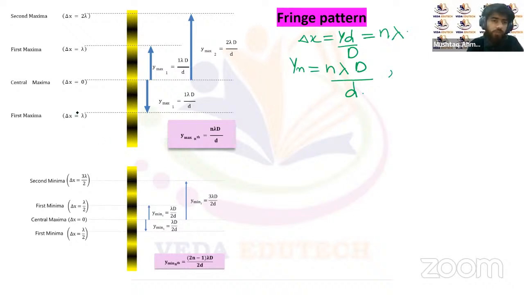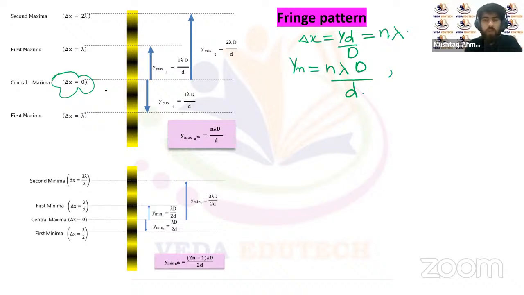We know that at the central position, this will be the fringe pattern. This is how the bright fringes will occur. At the central position, the path difference between the two waves is zero. In that condition, the bright spot will occur at the center of the screen. Then the first maxima will occur at lambda D upon d, the second maxima at 2 lambda D upon d, and similarly the third maxima at 3 lambda D upon d from the center.